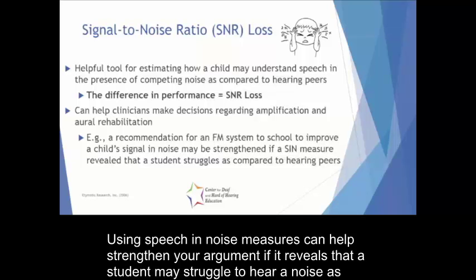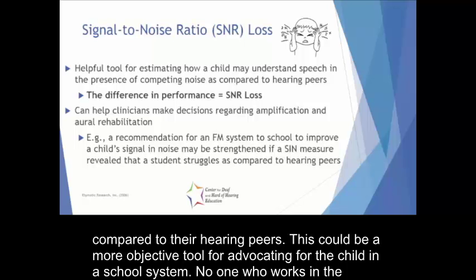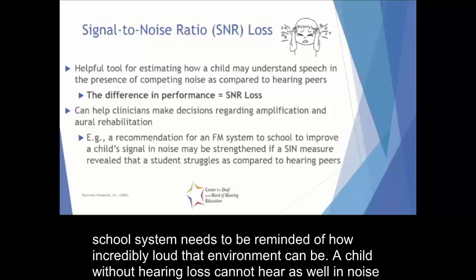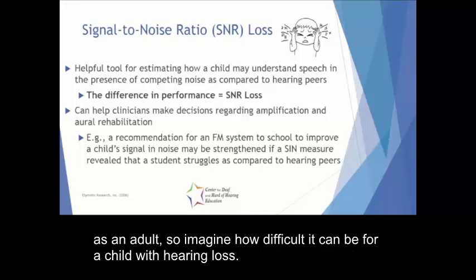Using speech and noise measures can help strengthen your argument if it reveals that a student may struggle to hear in noise as compared to their hearing peers. This can be a more objective tool for advocating for the child in a school system. No one who works in the school system needs to be reminded of how incredibly loud that environment can be. A child without hearing loss cannot hear as well in noise as an adult. So imagine how difficult it can be for a child with hearing loss.